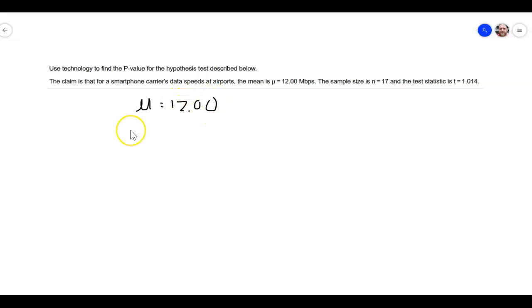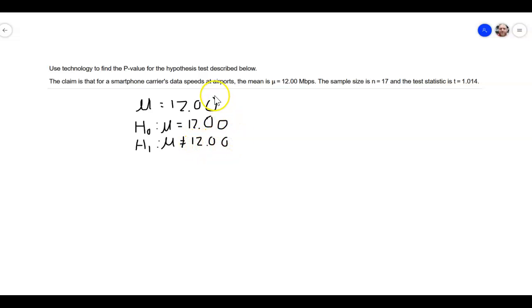12.00. So that means our null hypothesis, and this is just a little bit extra, you don't need to do all this, but it's just so we get used to doing this. Our null hypothesis is always set equal to our claimed value, and our alternative hypothesis for two-tailed tests is not equal to our claimed value.